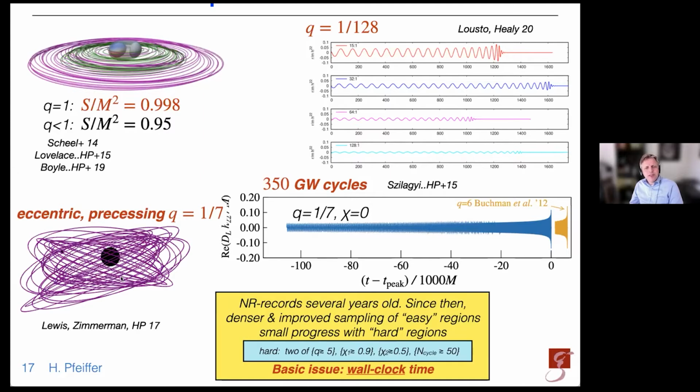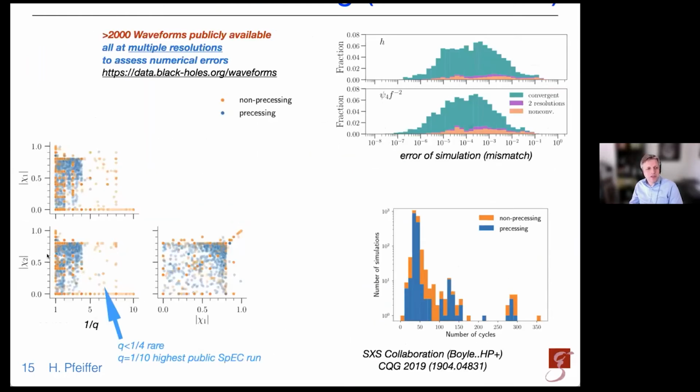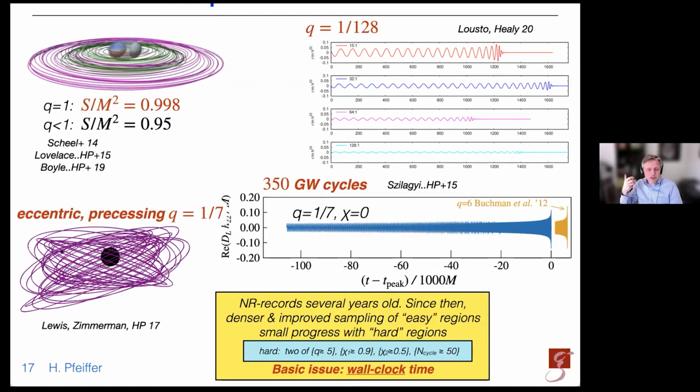And if you look at the years in these records, 2019, 2020, 2015, 2017, you realize all of these are a few years old. And since then, there has been a denser and improved sampling of the easy regions of parameter space. Like also I'm indicating here in our waveform catalogs, small spins, spins less than 0.8, small mass ratios. But there has been fairly little progress in the hard regions of parameter space, where hard means any combination of 2 or more of the following conditions: mass ratio bigger than 5, big black hole spin bigger than 0.9, little black hole spin bigger than 0.5, or more than about 50 gravitational wave cycles.